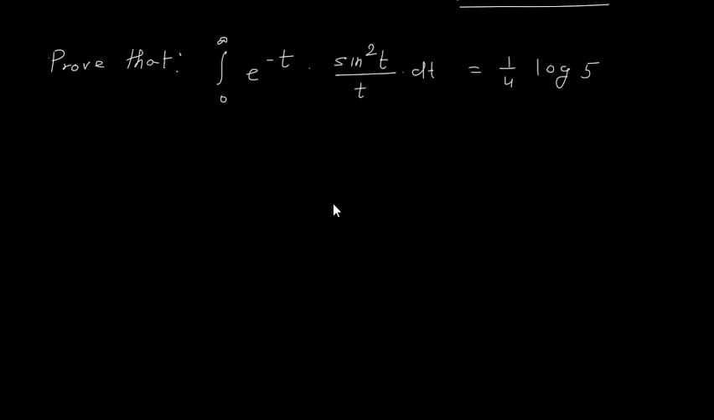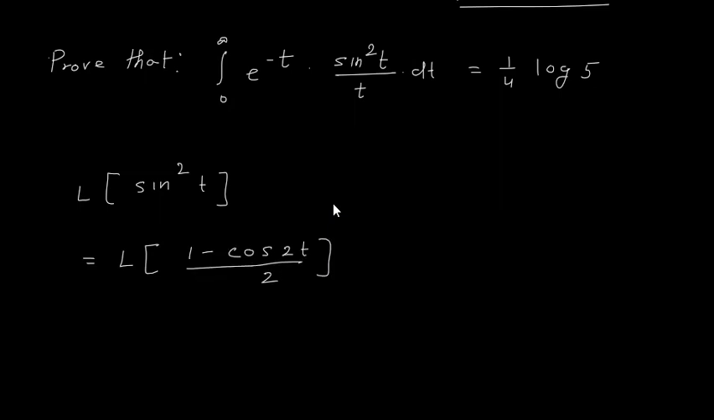So here, first we will find Laplace of sin square t. Okay, we have to prove that this is equal to this. So Laplace of sin square t is nothing but, sin square can be written as (1 minus cos 2t) whole divided by 2. So 1 by 2 I will take common. Now Laplace of 1 is 1 upon s, minus Laplace of cos 2t, which is s upon s square plus 4.